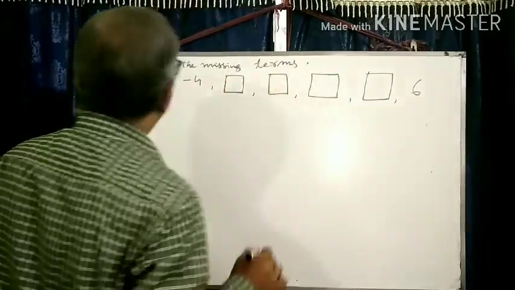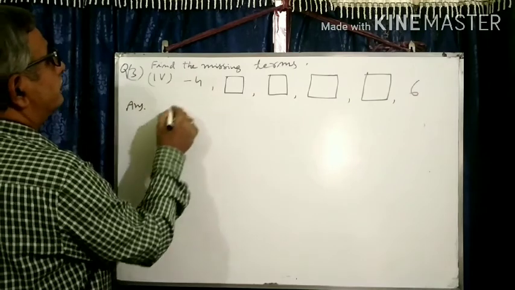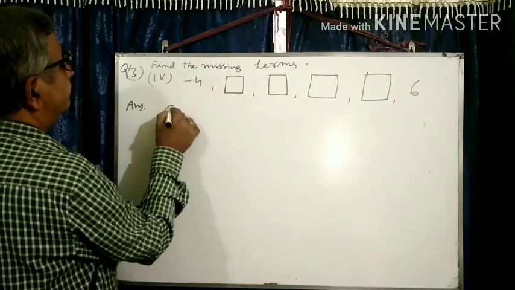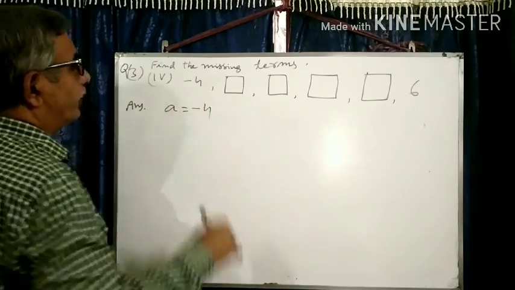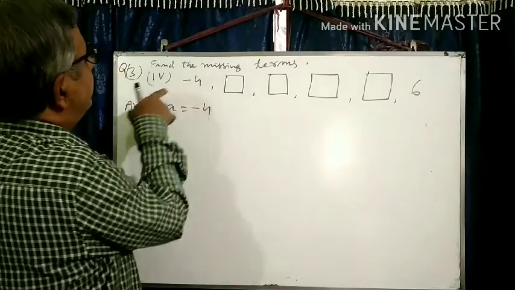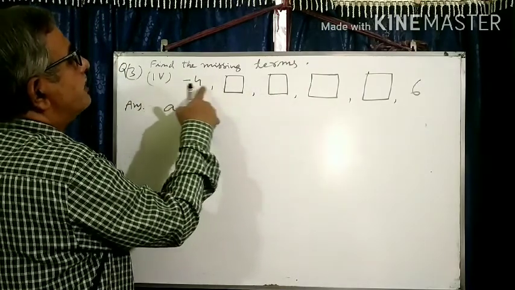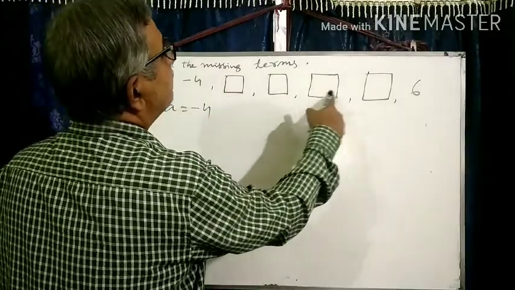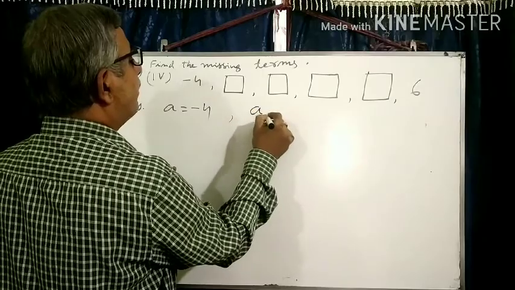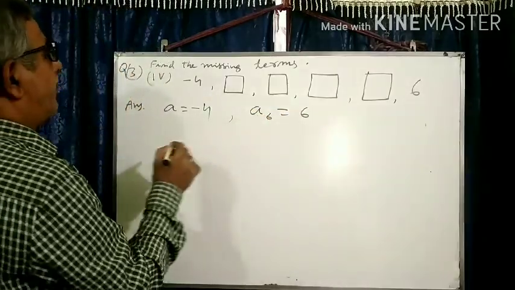Here you see A is equal to minus 4. We don't know D. After that you see first term, second term, third term, fourth term, fifth term, sixth term. So sixth term you are getting what? 6. So you may apply the formula like that.